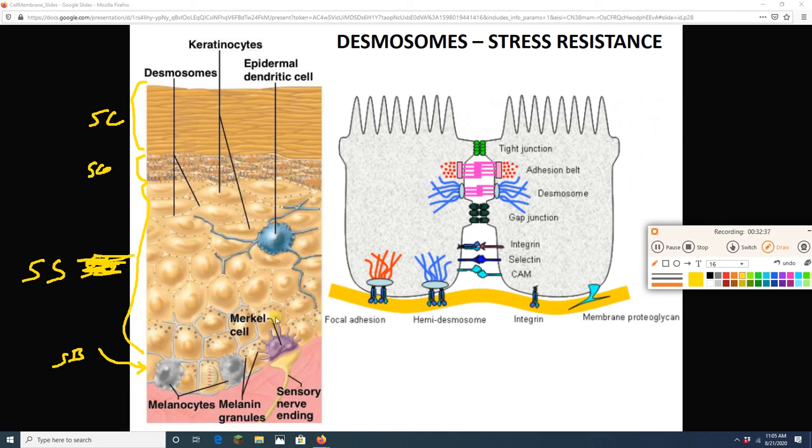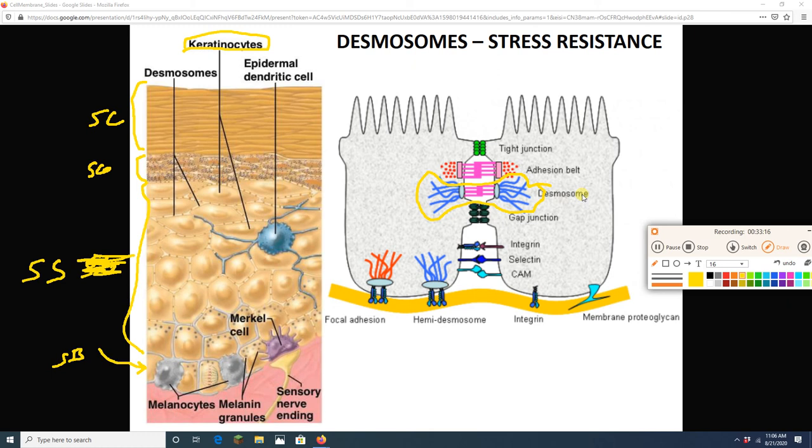Now, skin cells, keratinocytes, keratin-making cells, are going to be held together. Look at these little dots right there. Those little dots right there are desmosomes. There's a drawing of a desmosome right there. Desmosomes are for stress resistance. So they make tissue stronger. They help prevent the breaking apart of tissues, help prevent cells from pulling apart from one another.